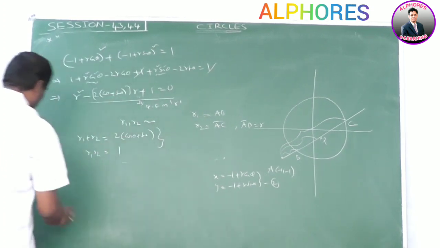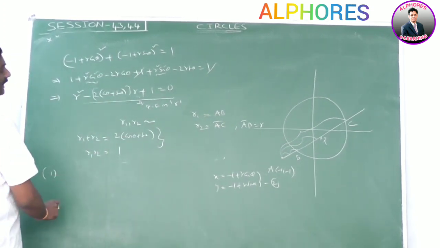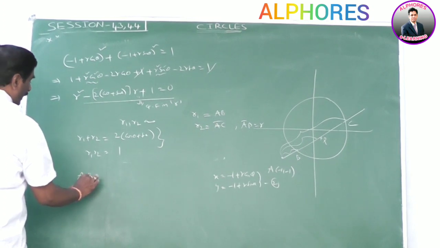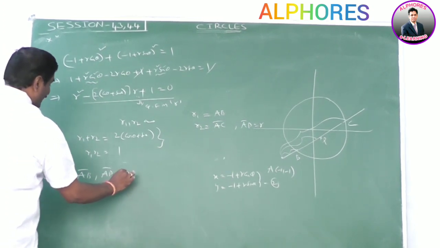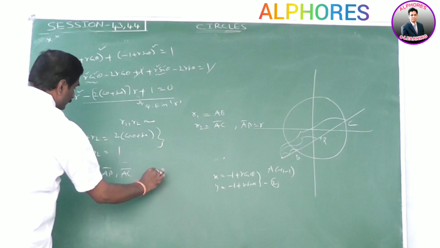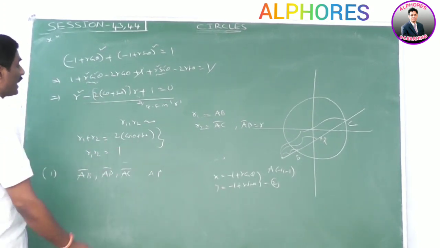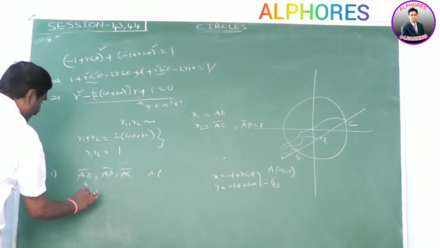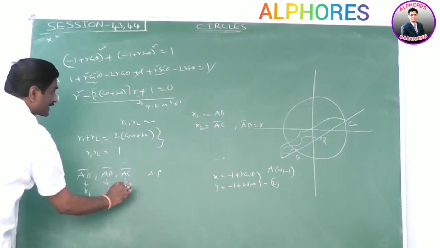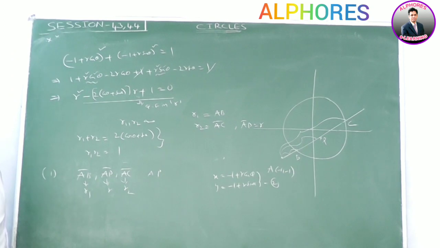Next, the first case: AB, AC are in AP. From the given, AB, AC are in AP. AB is nothing but R1. That means this is R1, this is R, and AC is nothing but R2. These are in AP.